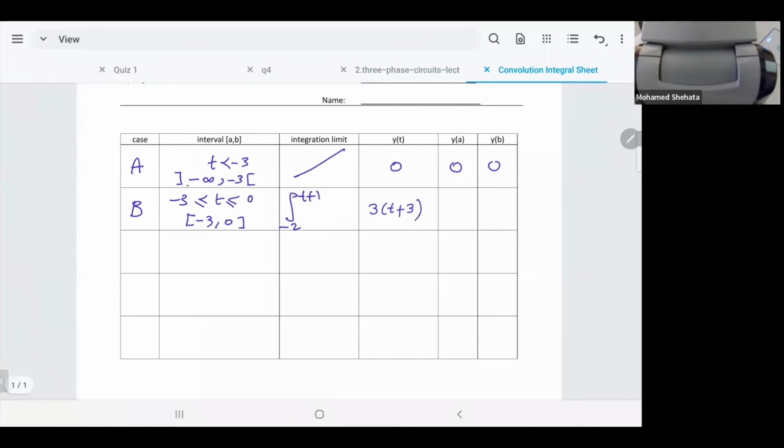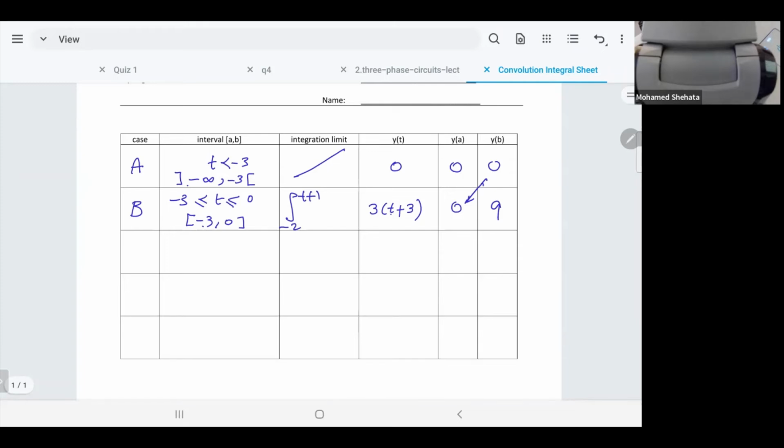And now you've got to find ya and yb. I mean the value of this function, the result of integration, at the end of the interval. 1 times -3, that's your a. If you put t equal -3, -3 plus 3 is equal 0, times 3 is equal 0. Now find b. b is equal 0. Put 0 at t, t equals 0. 0 plus 3 is equal 3, times 3 is equal 9. Remember, you always find this equal this. The value at the end of the previous interval should be equal to the value at the beginning of the interval.